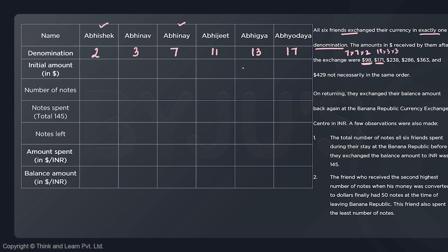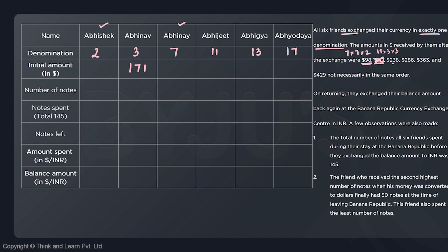Now can I say 19 into 3 into 3 cannot be a multiple of any of these denominations except that of 3. So this $171 should be the amount with Abhinav. I'm sure you have understood my point here. This is the only number which can divide 171 out of all of these: 2, 3, 7, 11, 13 and 17. So I know that now 171 is surely with Abhinav. I hope you all understood my point.